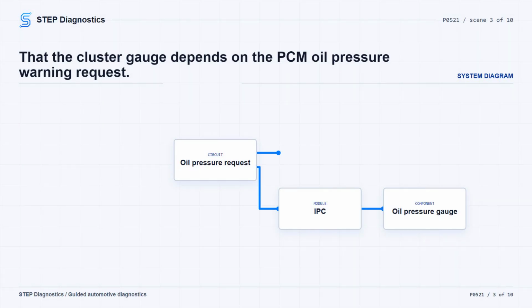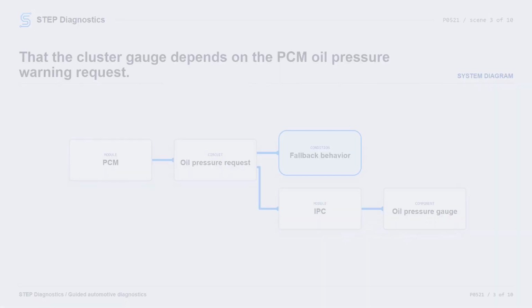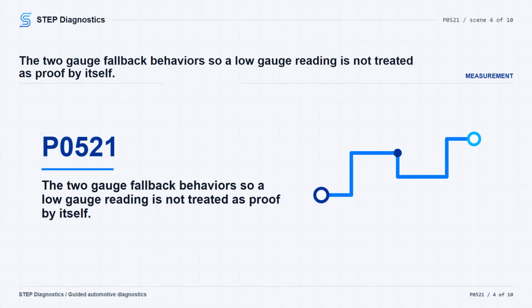For the oil pressure gauge, the cluster depends on an oil pressure warning indicator request from the PCM. If that request is missing for less than 5 seconds, the cluster holds the last gauge indication it received. If the cluster does not receive that request for 5 seconds or longer, it defaults the engine oil pressure gauge to 0 psi. That matters because a gauge at 0 psi can be a communication or request problem, not just a sensor or mechanical oil pressure conclusion by itself.